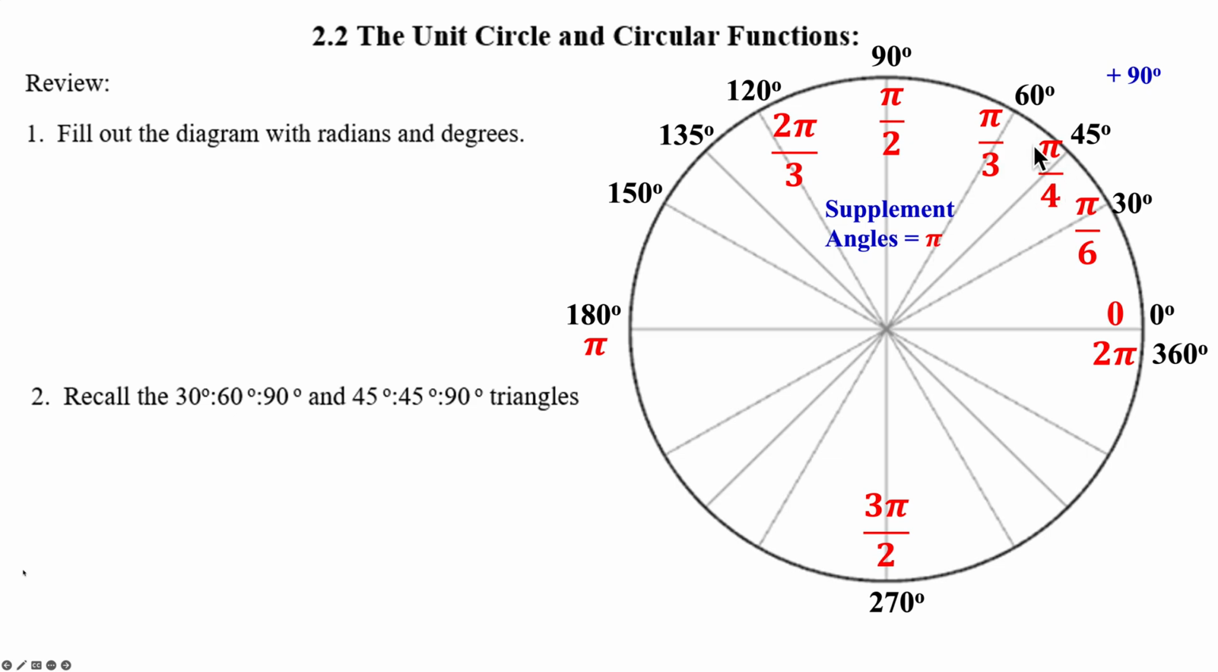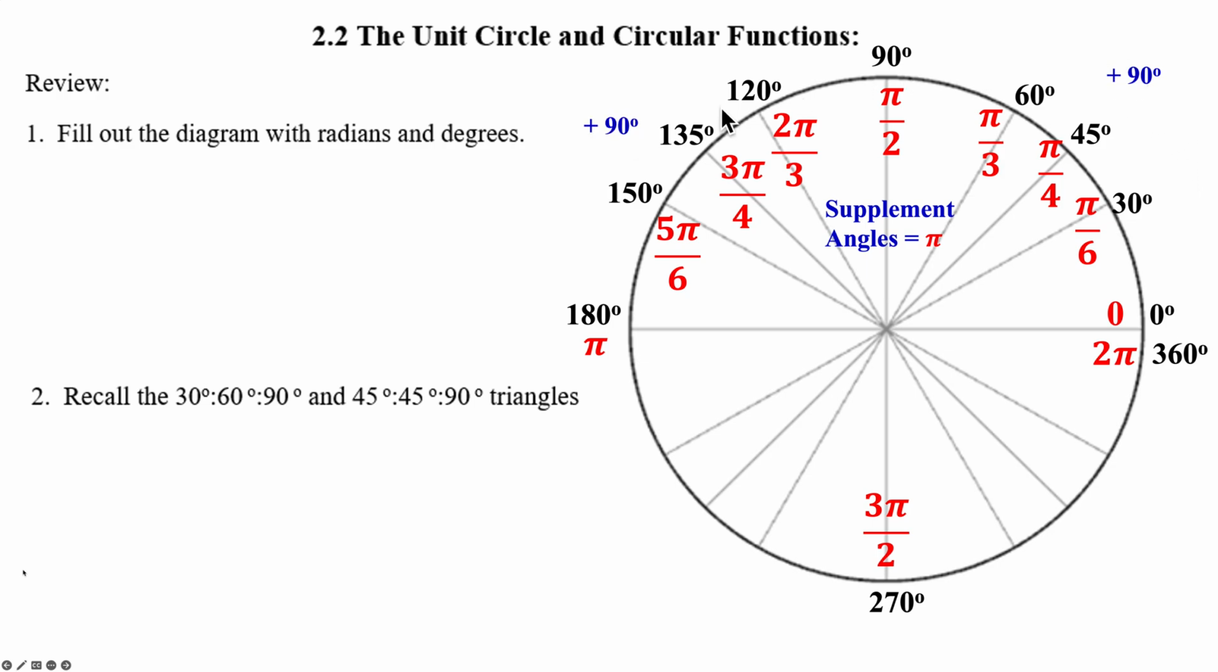Pi over 4, that's 1 pi over 4. I need to go 4 minus 1 to get 3 pi over 4. Pi over 6, 6 minus 1, 5 pi over 6. So quadrant 2 is done.